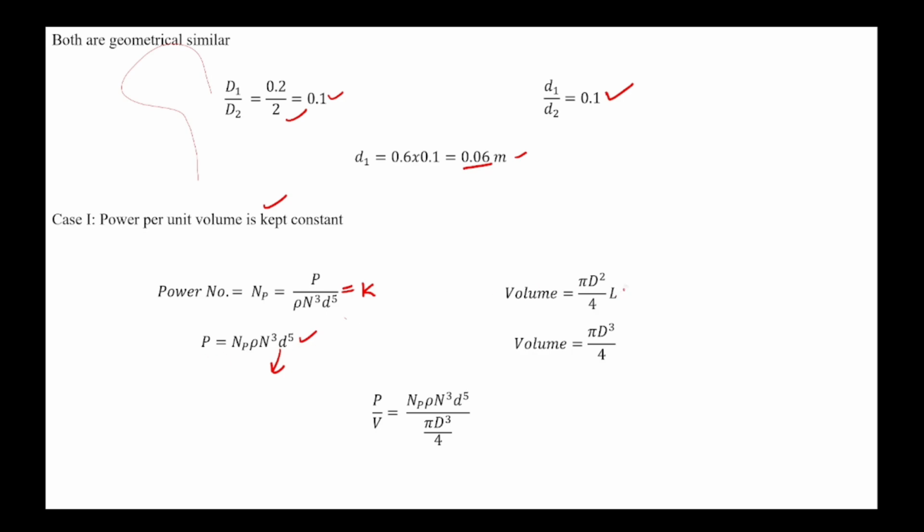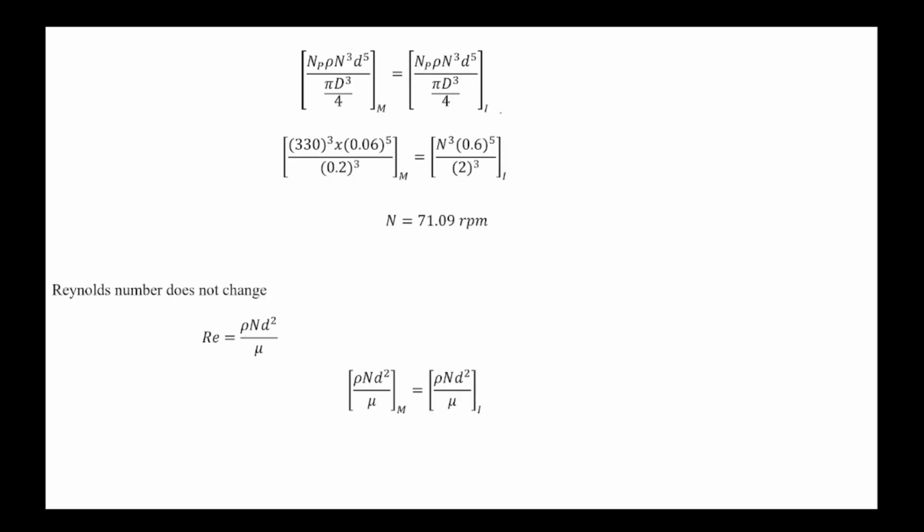Volume, general volume formula is this. Okay, so L is equal to D in both the cases. Just divide P by V. So NP rho n cube d5 over pi by 4 d cube. Write this once for model and once for the industrial scale. So I have written, and what will cancel out? Pi by 4 will cancel out. NP and rho will cancel out. What else is left? n cube d to the power 5 of the model, upon d cube n cube of the industrial, 0.6 upon this. So RPM will be okay.